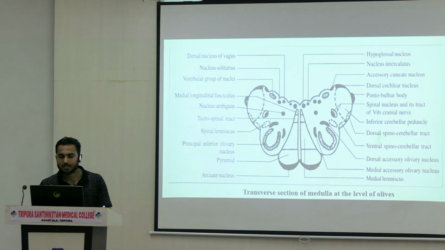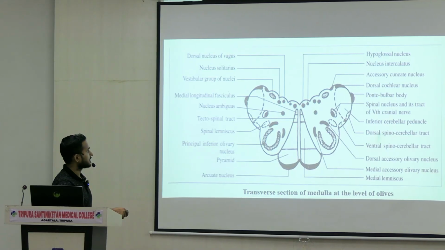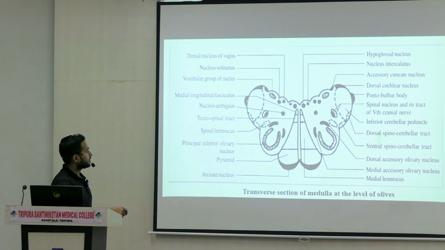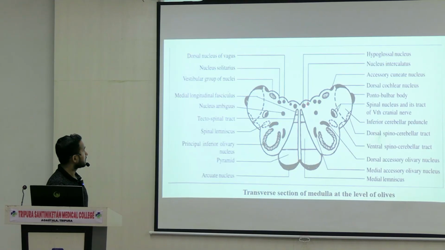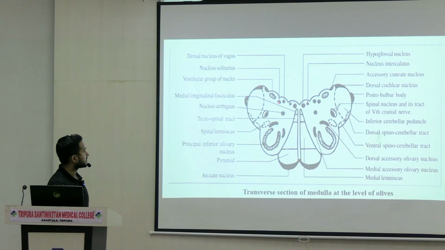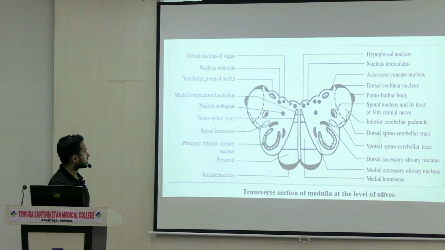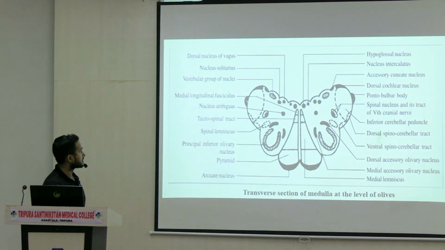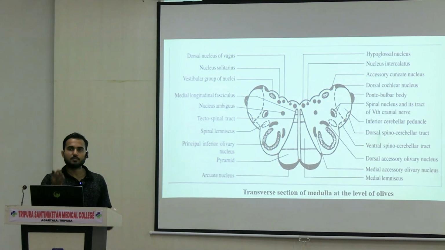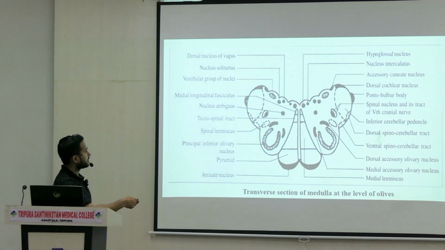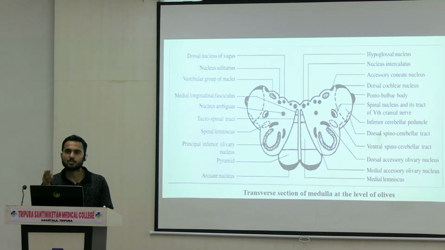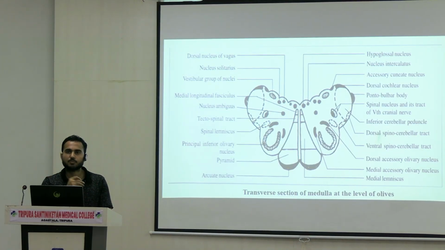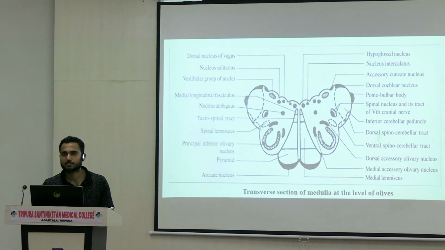It contains different nuclei of cranial nerves. From medial to lateral, first you can see the hypoglossal nucleus. If you go lateral to the hypoglossal nucleus, you can see the nucleus intercalatus. Then you can see the dorsal nucleus of the vagus. Then the nucleus of tractus solitarius, and here you can see the vestibular group of nuclei. So from medial to lateral, all the nuclei can be seen in a row. Mostly they are situated lateral to each other, but the position is also going towards the posterior aspect.